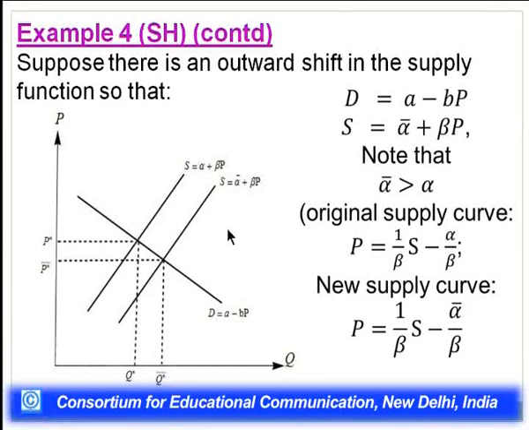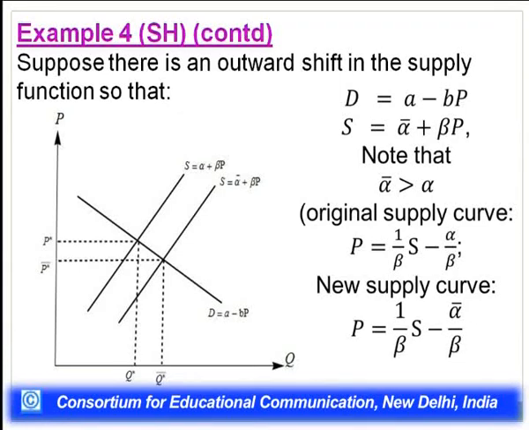But before that, just note something which is very important. If you look at the intercept of the new supply curve, that is lower than the intercept of the old supply curve. So in that sense, one typically would think that this alpha bar is less than alpha. That is the kind of thing very often people tend to say. But remember here that in this case, actually, alpha bar is greater than alpha.